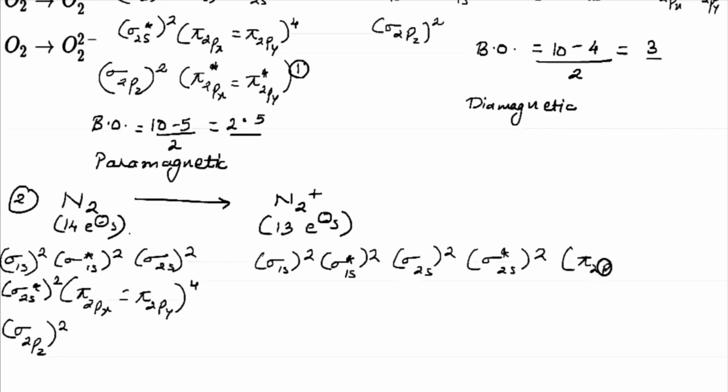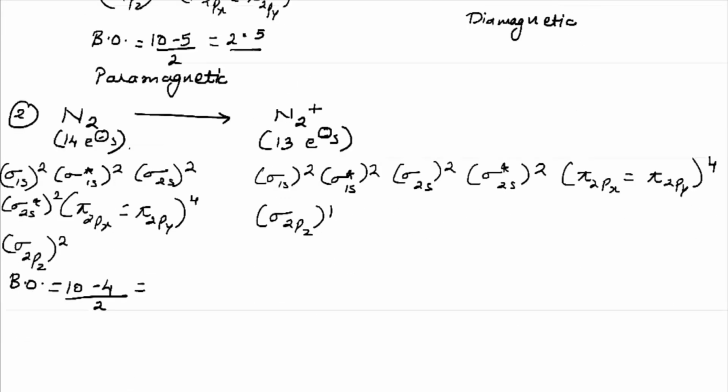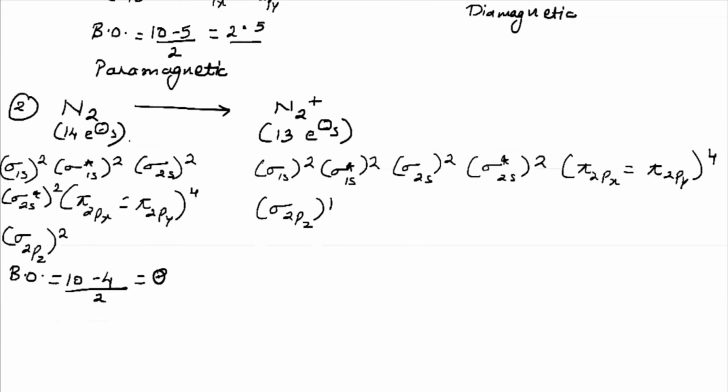Then comes pi 2px = pi 2py, the total being 4, and then the next orbital would be sigma 2pz1. Done. Now calculate the bond order. The bond order for N2 is going to be 2 plus 2, 4, 4 plus 4, 8 plus 2, 10, minus 2 plus 2, 4. That's it. Divided by 2. So that's 6 divided by 2, and that will be equal to 3, of course.